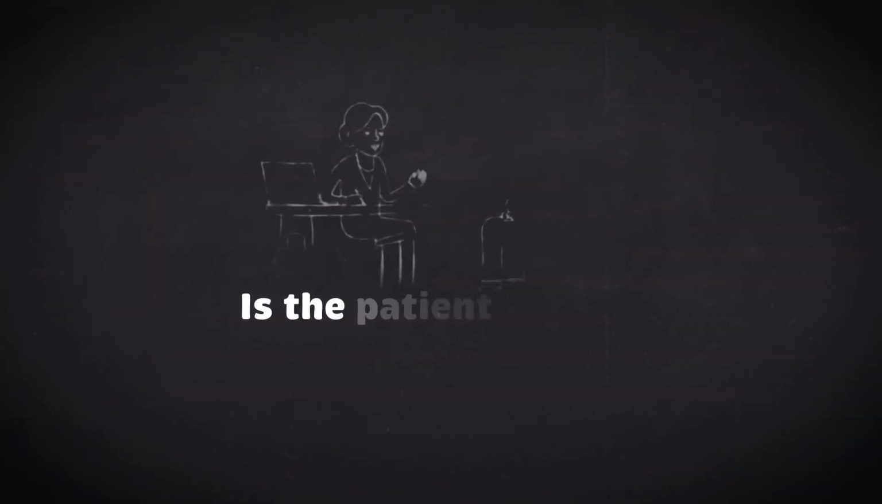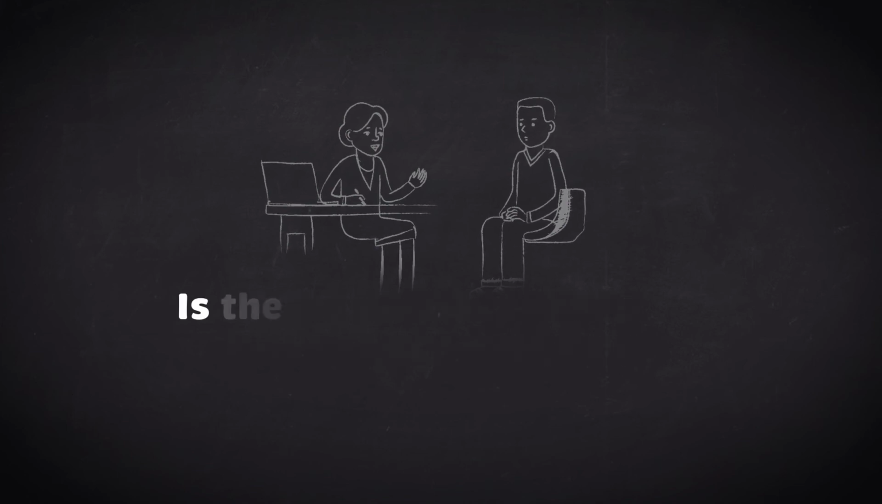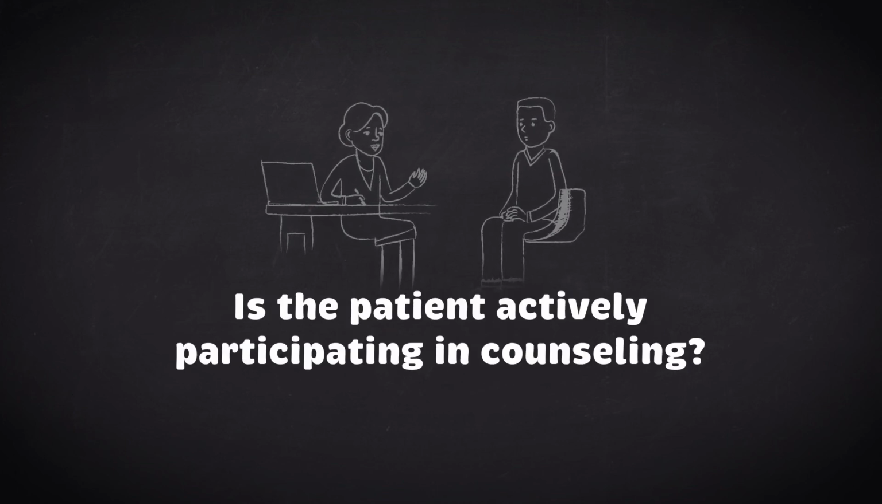A question that we commonly have in treatment team is, how long do we wait on a negative drug test before we start insisting on a higher level of care? The answer is, it depends. Is the patient coming into the OTP impaired? Is the patient missing days? Is the patient disturbing the milieu? Is the patient actively participating in counseling?